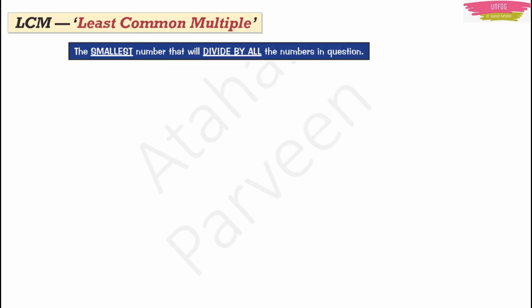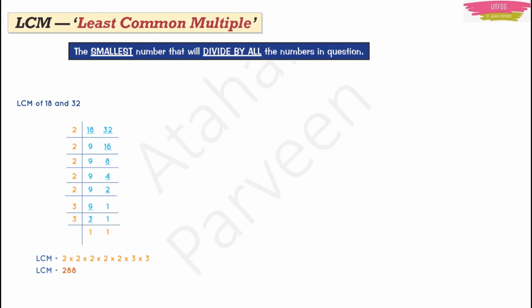Now in multiples, we can have a least common multiple. What is the least common multiple? It is the smallest number that is divisible by all the numbers which are given. For example, if you have to find the least common multiple or LCM of 18 and 32, you write this L and then you start dividing, right? You first see that it's an even number. So you start with 2 because 2 is an even number. If it was an odd number, then you should have started with 3. Okay. You start with 2.